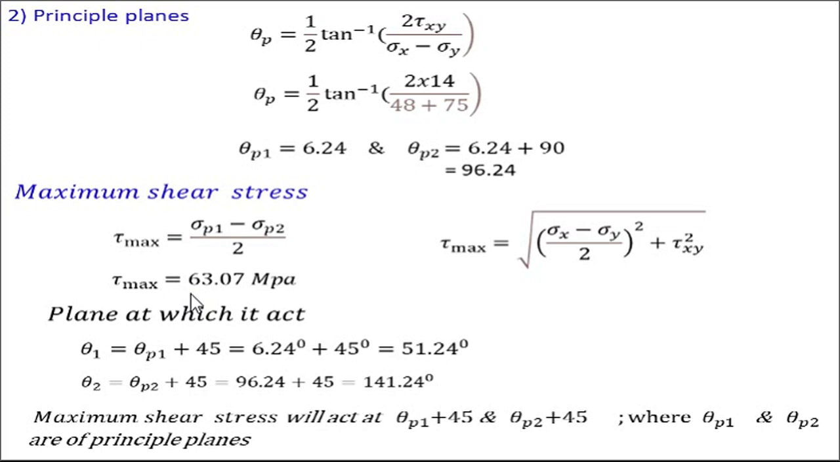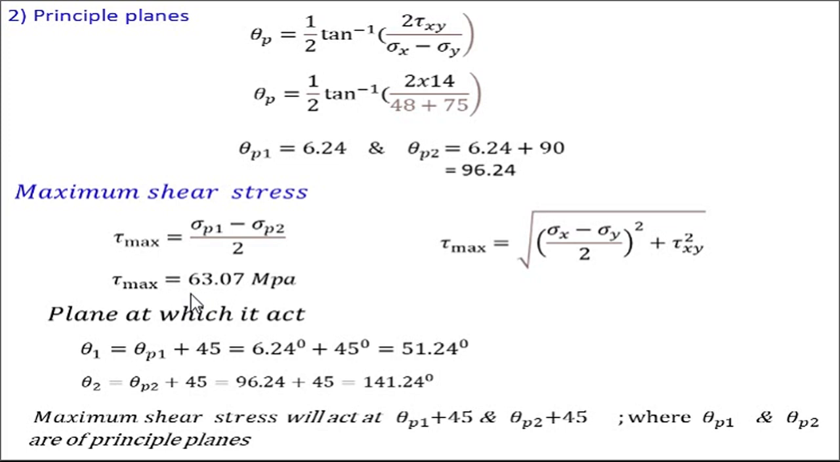Second, theta 2 is equal to theta p2 plus 45. Theta p2 we determined as 96.24, plus 45, the value is 141.24°. These are the two planes we get from these relations, on which the maximum shear stress is acting. So maximum shear stress will act at theta p1 plus 45 and also theta p2 plus 45. These are the two planes on which the shear stress has its maximum value, where theta p1 and theta p2 are the principal planes.